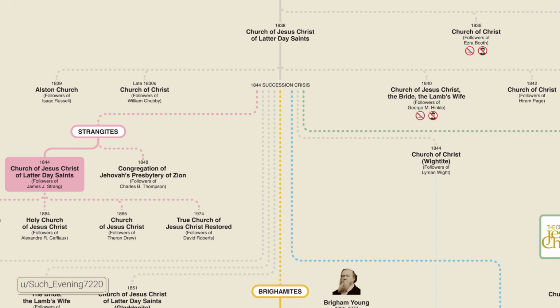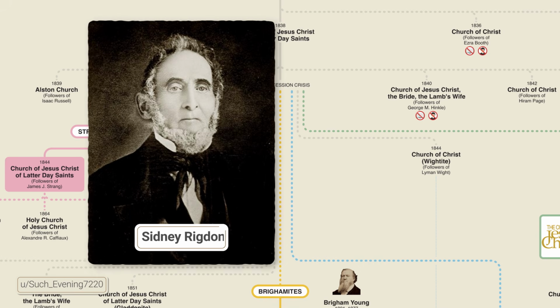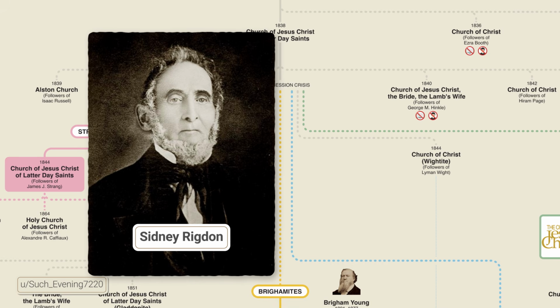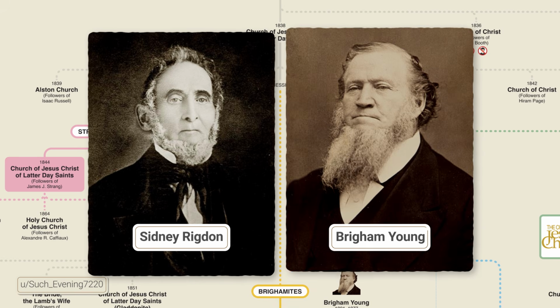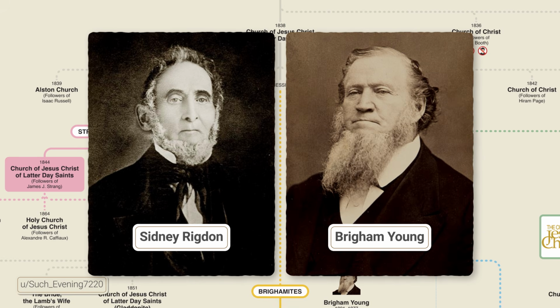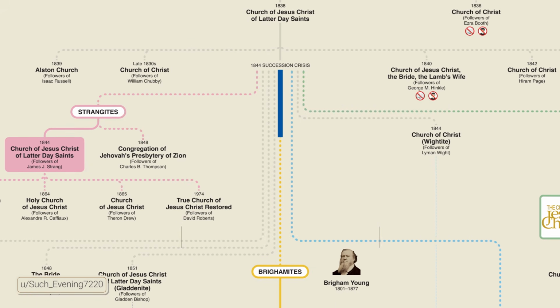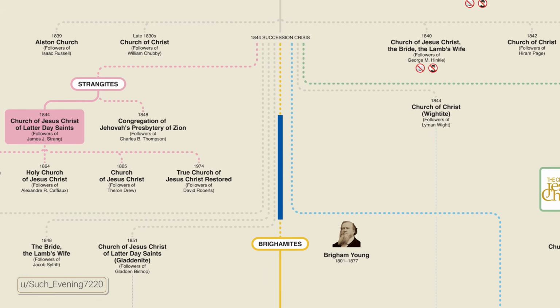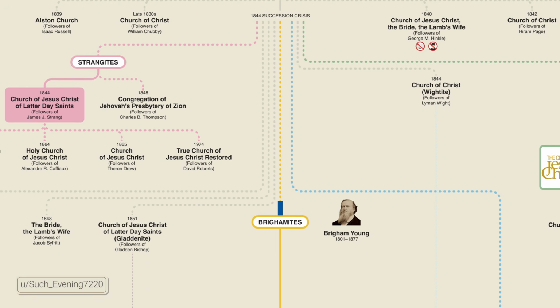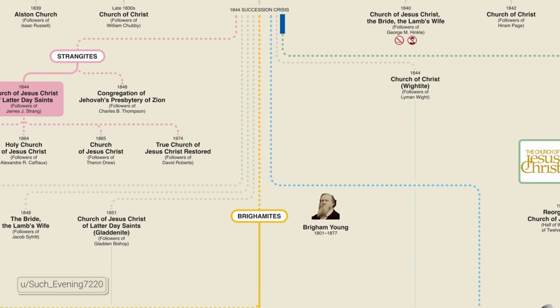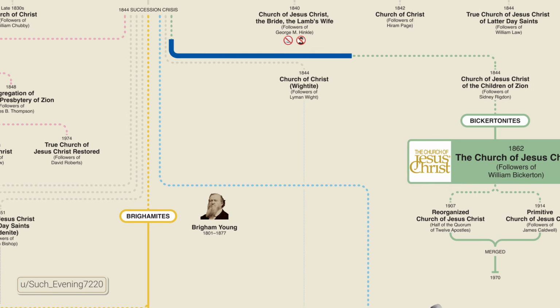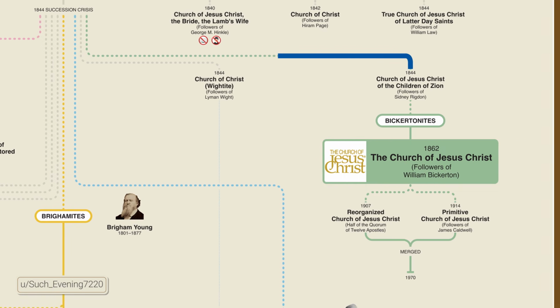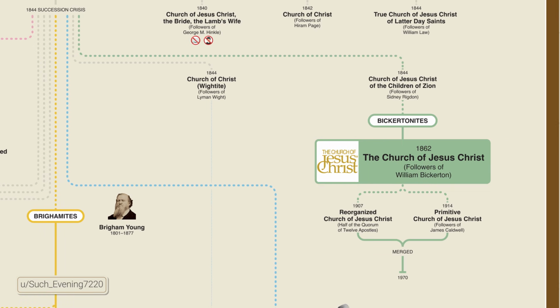The two main candidates were Sidney Rigdon, who had been Smith's most senior advisor, and Brigham Young, who at the time was the current president of the Quorum of 12 Apostles. Most members sided with Brigham Young, who then moved the group to Utah, which is where the main Mormon church is located today. However, a minority joined Sidney Rigdon, who relocated to Pennsylvania and called his group the Church of Jesus Christ of the Children of Zion.